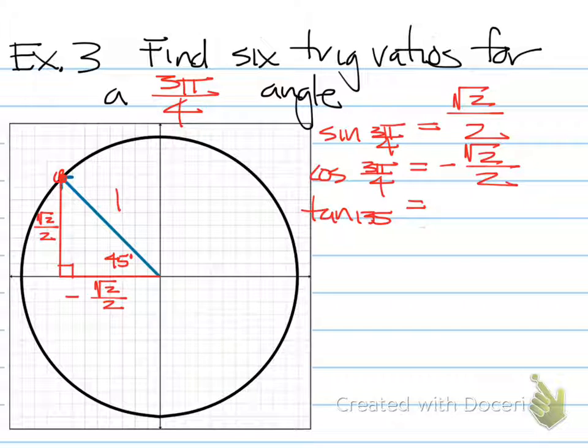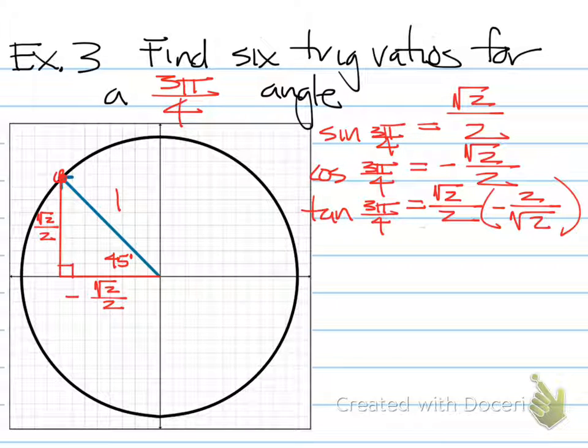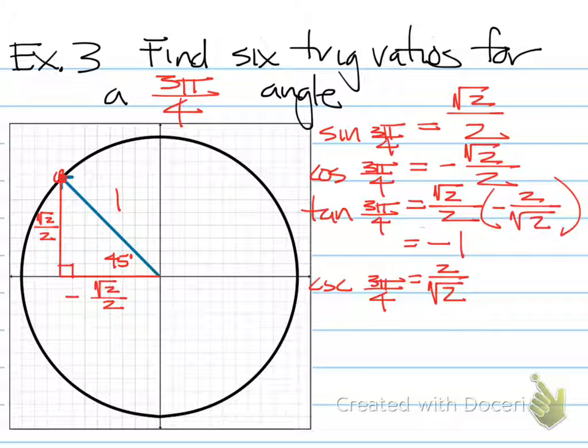Tangent of 3 pi over 4 is sine over cosine. So when I divide sine by cosine, I get -1. And then cosecant of 3 pi over 4 is the reciprocal of sine, so 2 over root 2. Once we rationalize the denominator, we just get root 2.